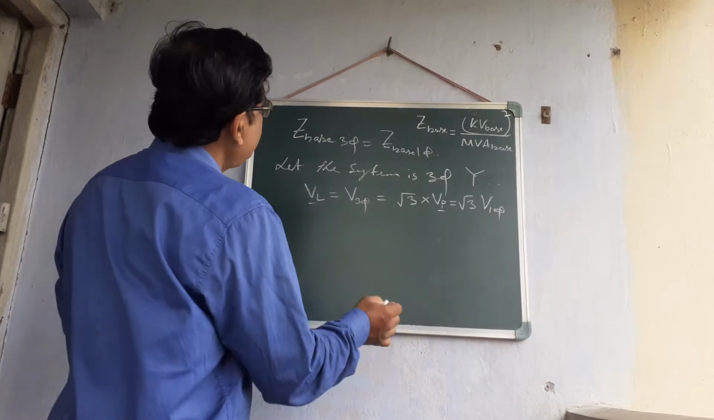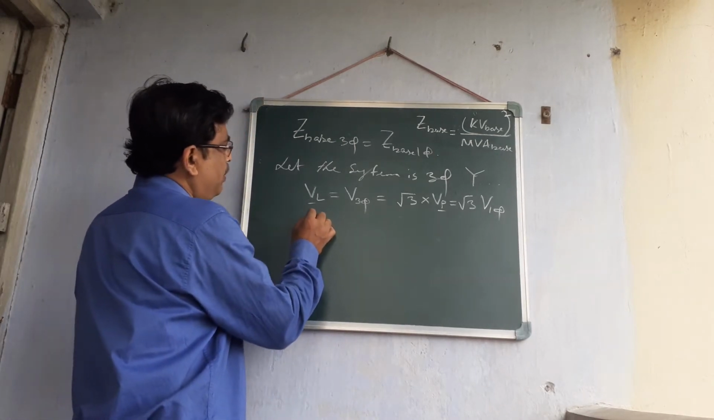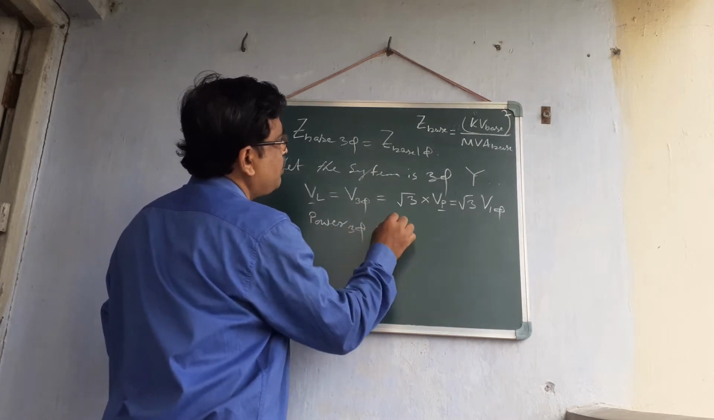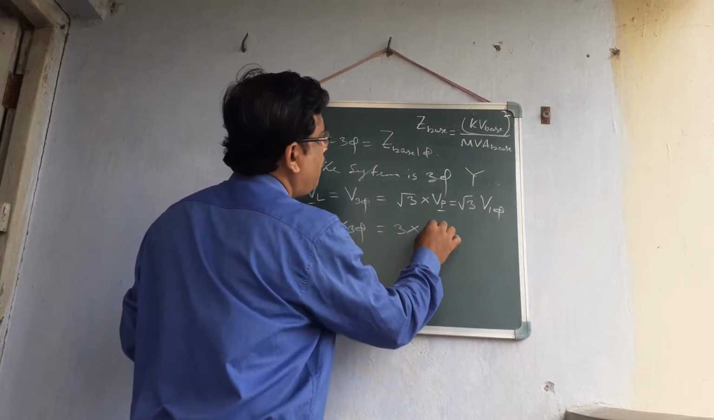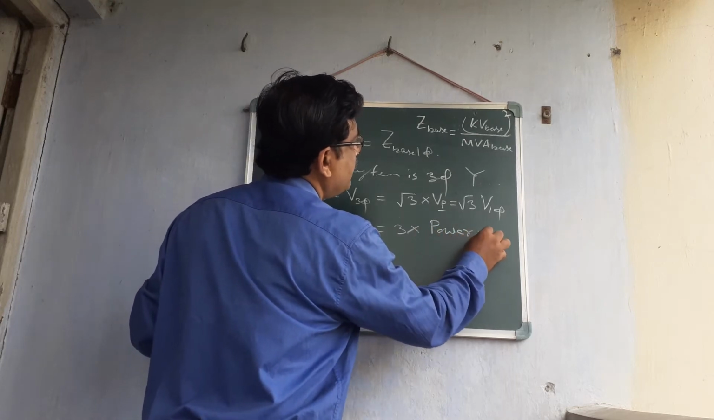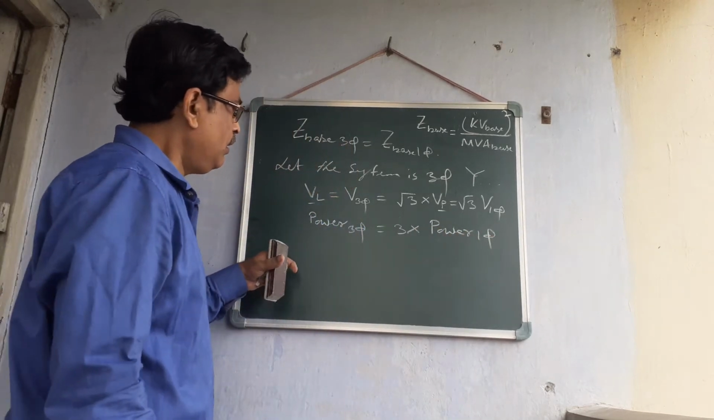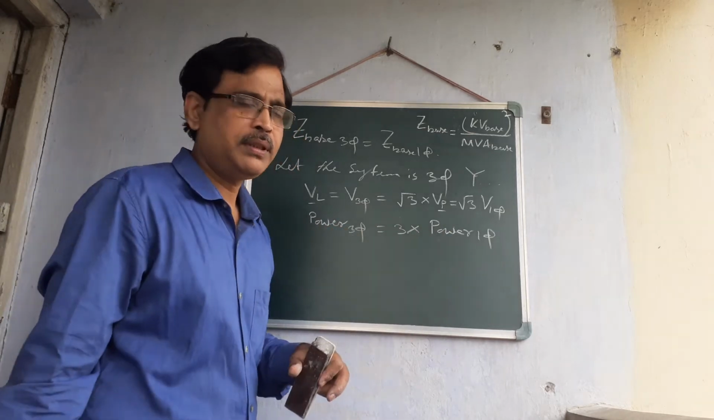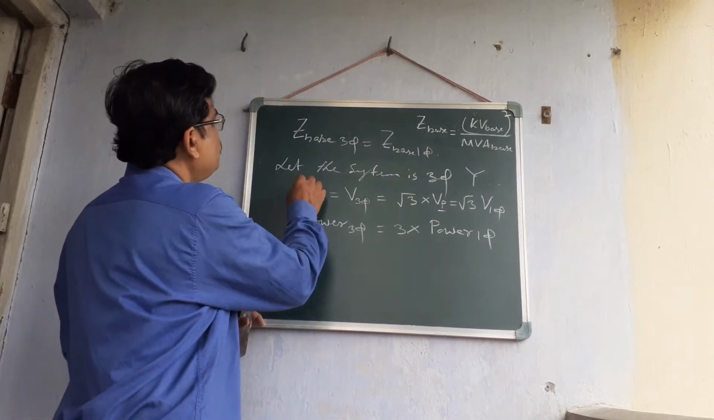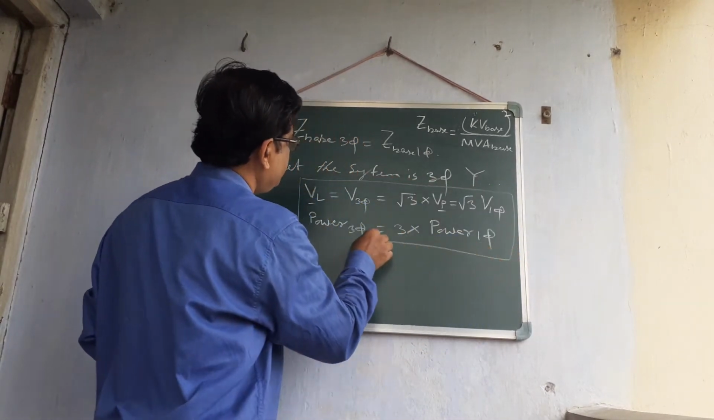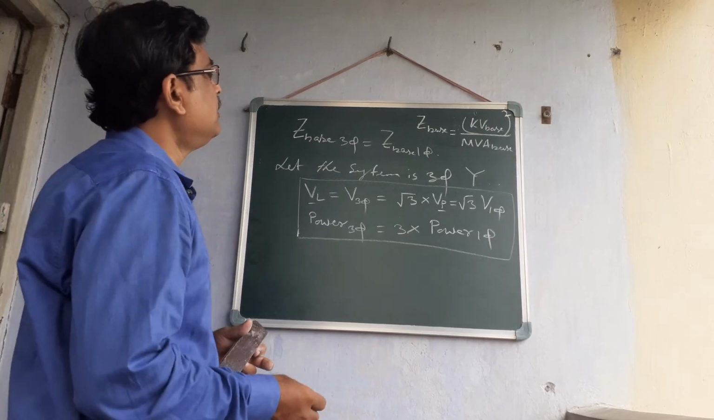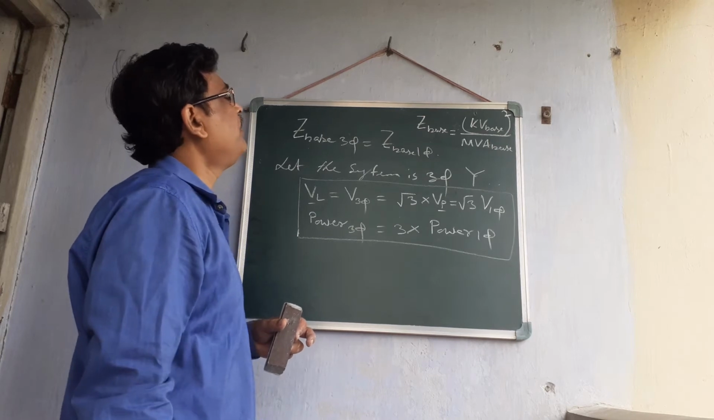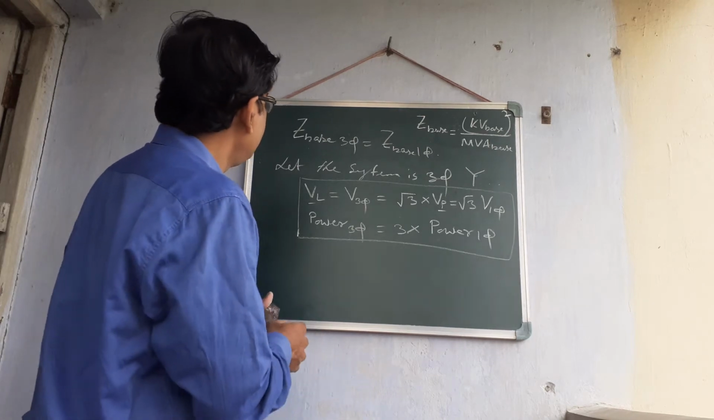Also, power in a three-phase system is equal to 3 times the power of a single-phase system. You know that three-phase power is nothing but the multiplication of 3 single-phase powers. So by these two we will see that Z three-phase is equal to Z single-phase system. Okay, let's see.